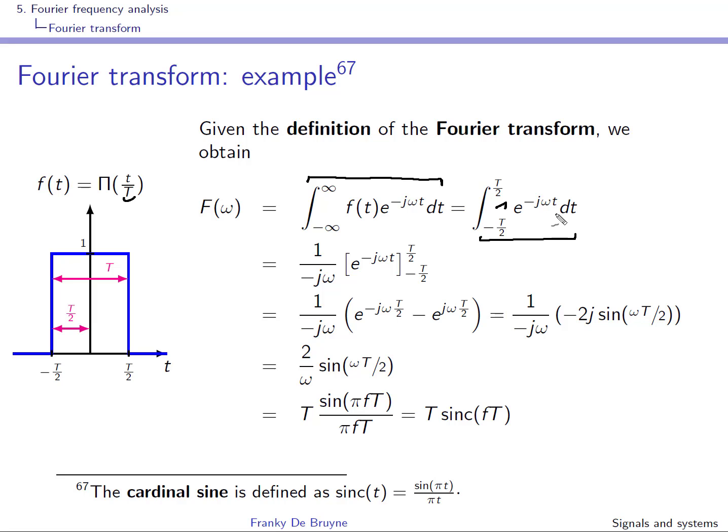So if we integrate this one, we obtain the same function of time, and we have to divide by minus j omega at the integration limits, minus T over 2 and T over 2. So this is what you obtain. By now you should recognize that this is a sine but multiplied by 2j, right? And this one and this one will cancel out, and the minus and the minus will cancel out. So this is what you obtain.